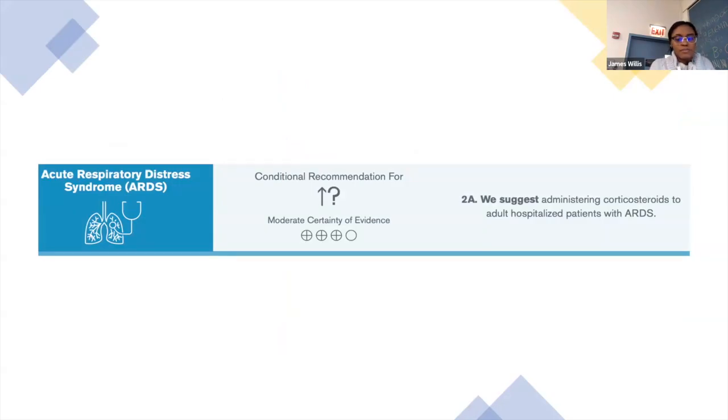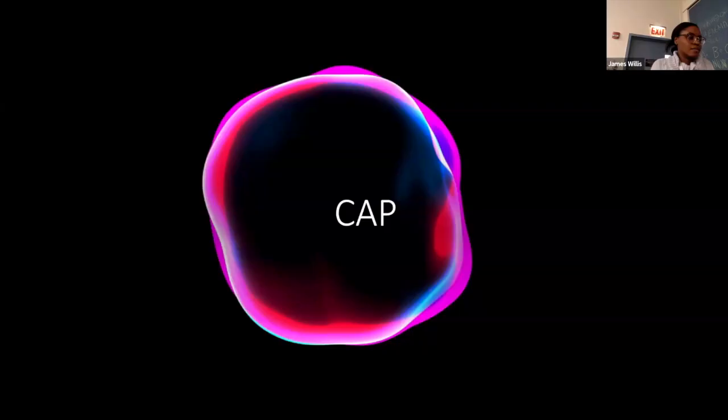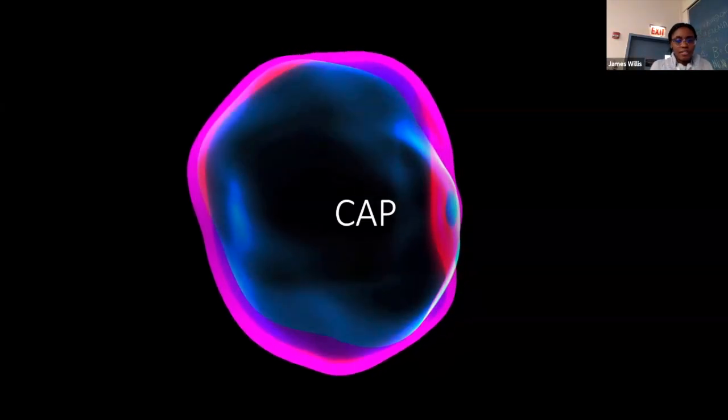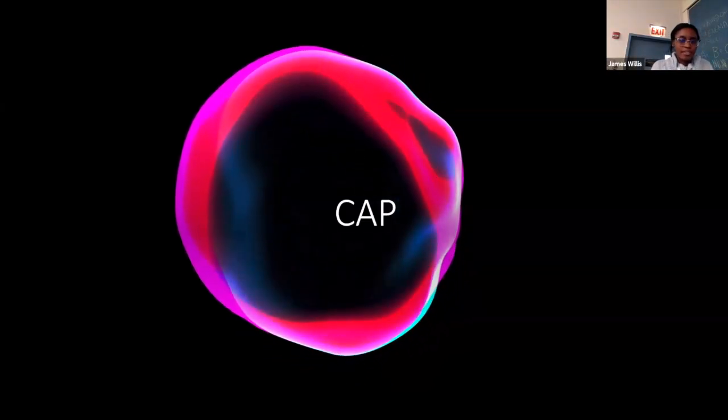As far as the second PICO question, comparing methylprednisolone to other steroids, based on their subgroup analysis, they didn't demonstrate any credible subgroup effects. So it seems like from what they could see, all of the steroids essentially were not having any significant statistical difference. For community-acquired pneumonia, again, same thing.